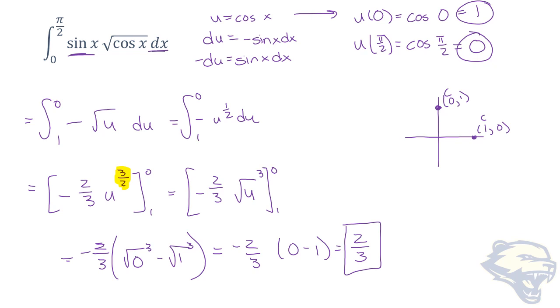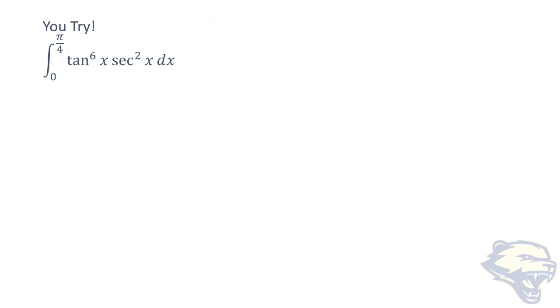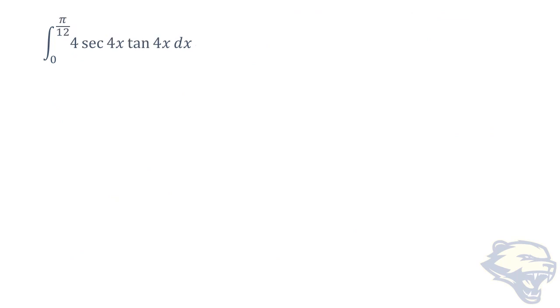All right, so I think we have time for one more if we go quickly. Okay. All right, so the definite integral from 0 to pi over 12 of 4 secant 4x tangent 4x dx.